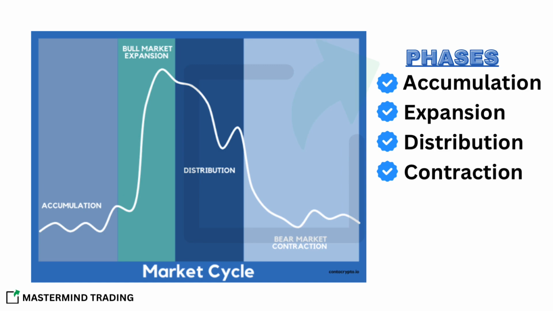Regardless of whether it is the bull or bear market season, a cycle can be divided into four phases, which basically looks at how money flows in a market cycle. These phases are the accumulation phase, the markup phase or expansion phase, the distribution phase, and then the contraction phase. We'll look at each of these quickly.